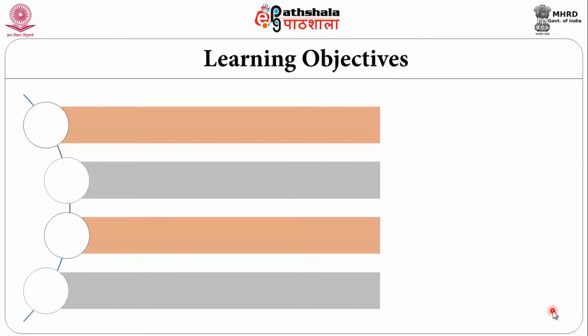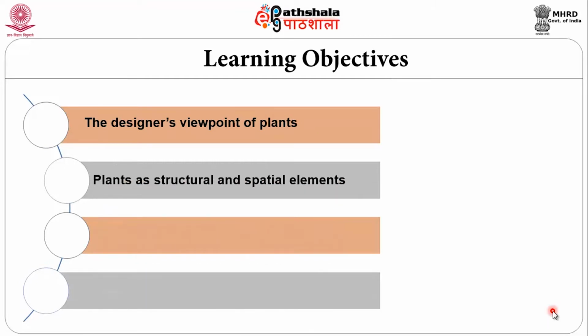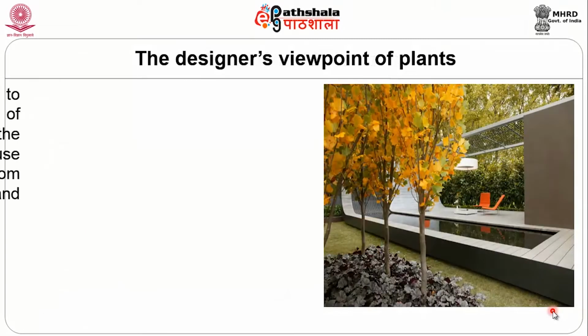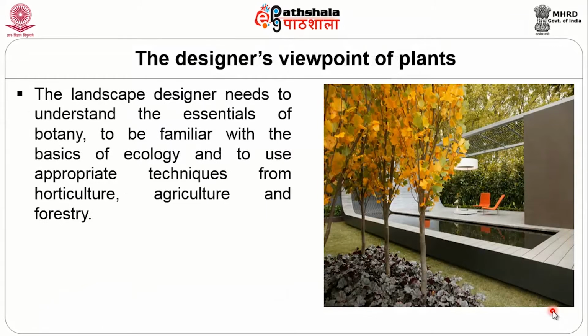Under this particular heading, we will look at the designer's viewpoints of plants as such, and also see plants as structural and spatial elements. Then we will see plant selection, and look at plants with respect to the functional and the aesthetical considerations that they could bring into the entire design process. The designer's viewpoint of plants is very important, as it matters how a designer views plants themselves.